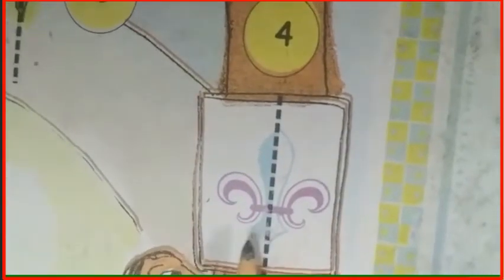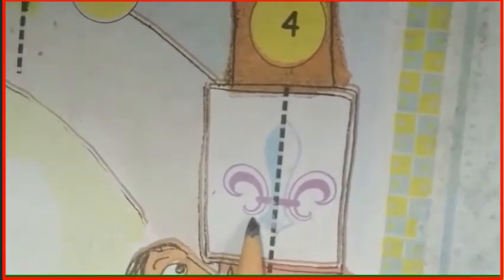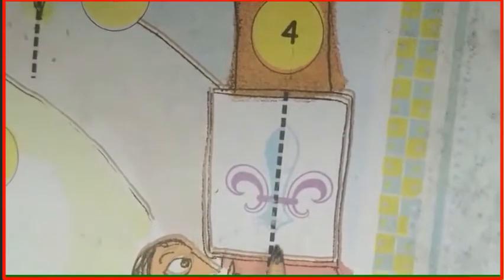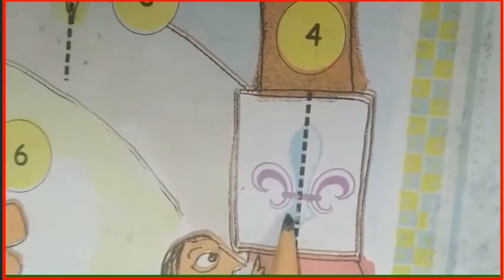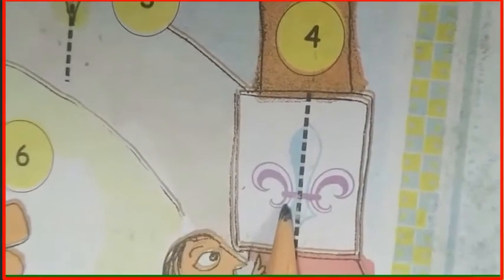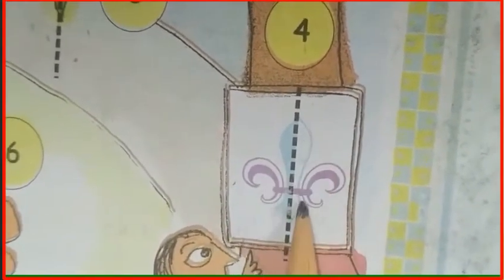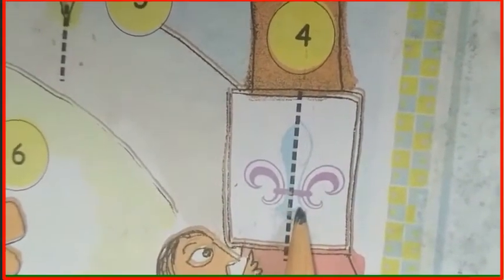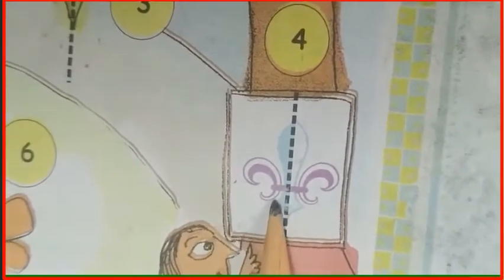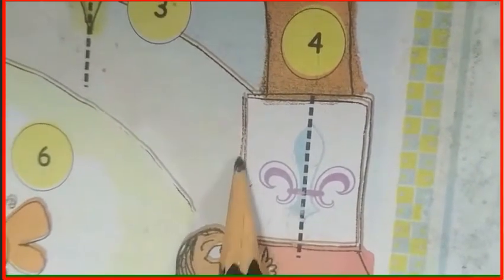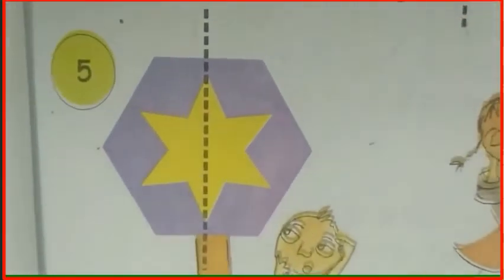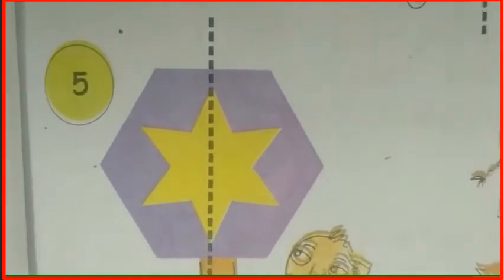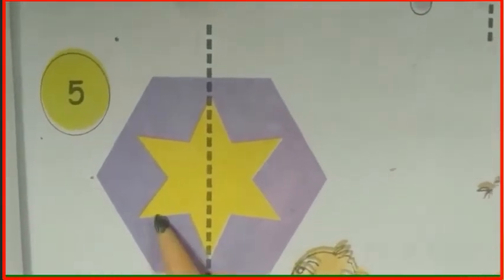This shape is also asymmetric. Look properly on this shape. Here on the left side, it is colored with green color, whereas on the right side, green color is missing. So the given shape is asymmetric. So put a cross. Now consider fifth shape. This shape is symmetric. So put a tick mark here.